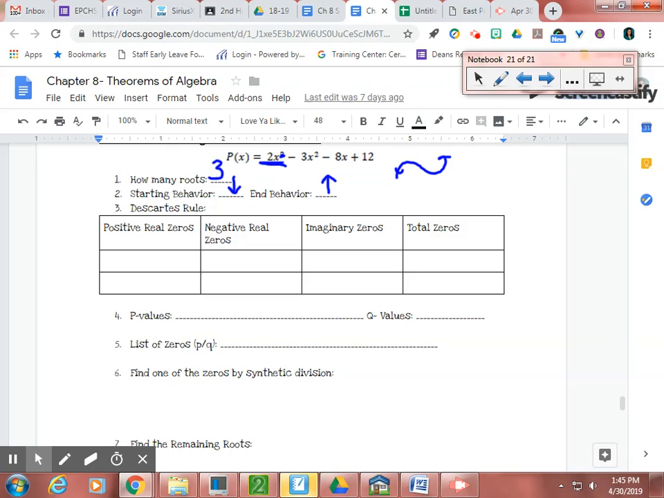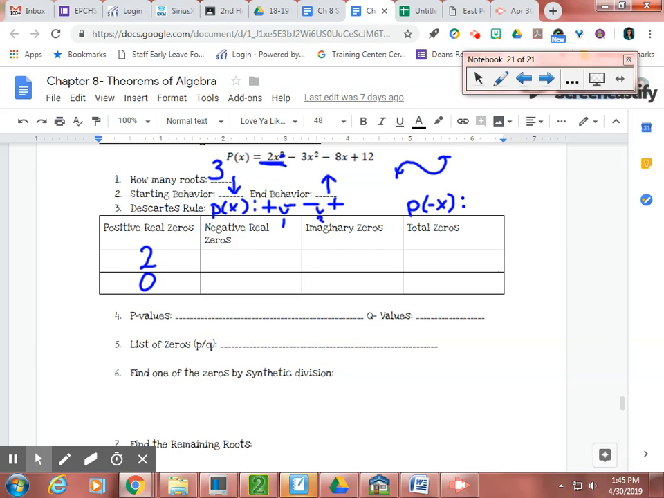So Descartes, we're going to look at our p of x and our p of negative x. P of x is just saying read the equation and write down the signs that go with it. So positive 2x to the third, negative 3x squared, negative 8x, and positive 12. So that's 1, 2 sign changes. So in your positive ones, you're going to have 2 sign changes, or you might have 0 sign changes.